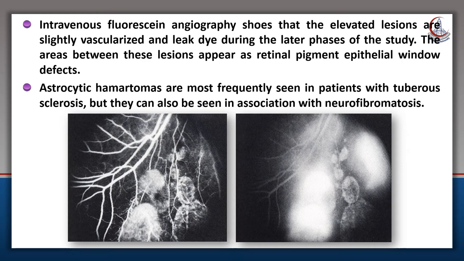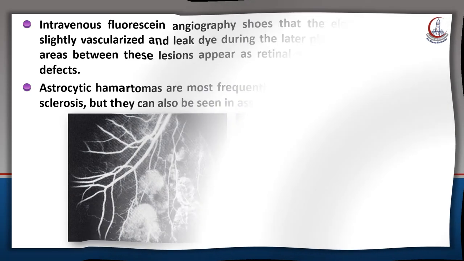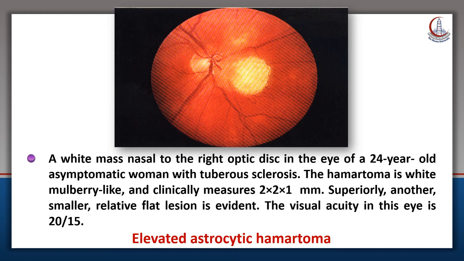So astrocytic hamartomas are most frequently seen in patients with tuberous sclerosis, but can also be seen in others. Here is another picture of an elevated astrocytic hamartoma, a white mass nasal to the right optic disc of this 24-year-old asymptomatic woman with tuberous sclerosis. The hamartoma is white, mulberry-like, and measures 2 by 2 millimeters with 1 millimeter height, and superiorly there is a small flat lesion. The visual acuity is near normal at about 6/9.